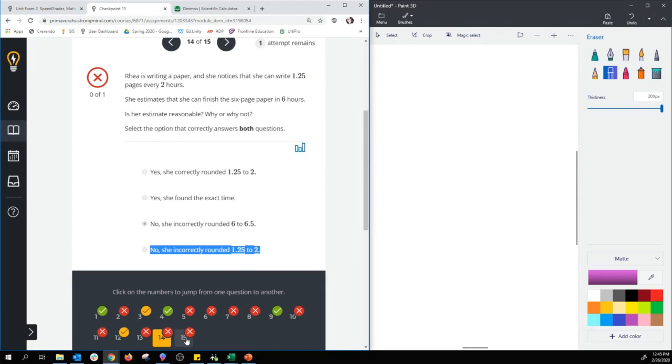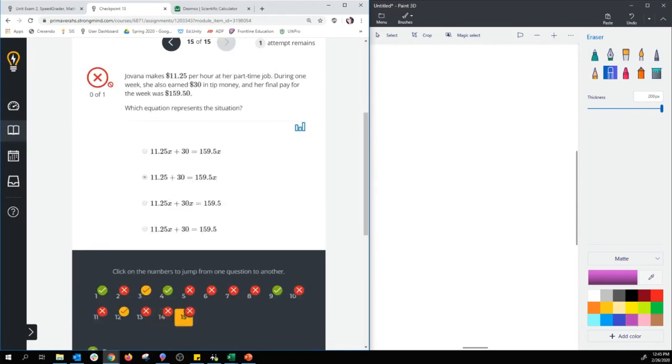Alrighty, 15. Giovanna makes, oh, here's the problem we were doing earlier where we worked backwards. Okay. Well, remember how anytime you have a problem and you have a number that is attached to a word like per or every, per or every are 2 key words that tell you that number is what gets attached to your variable.